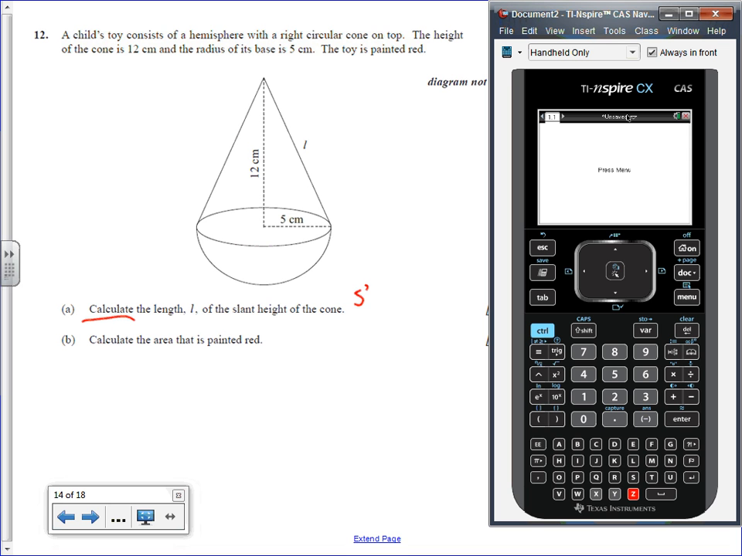We're going to do 5 squared plus 12 squared equals c squared. 169 equals c squared, and 13 equals c. So 13 centimeters is L.